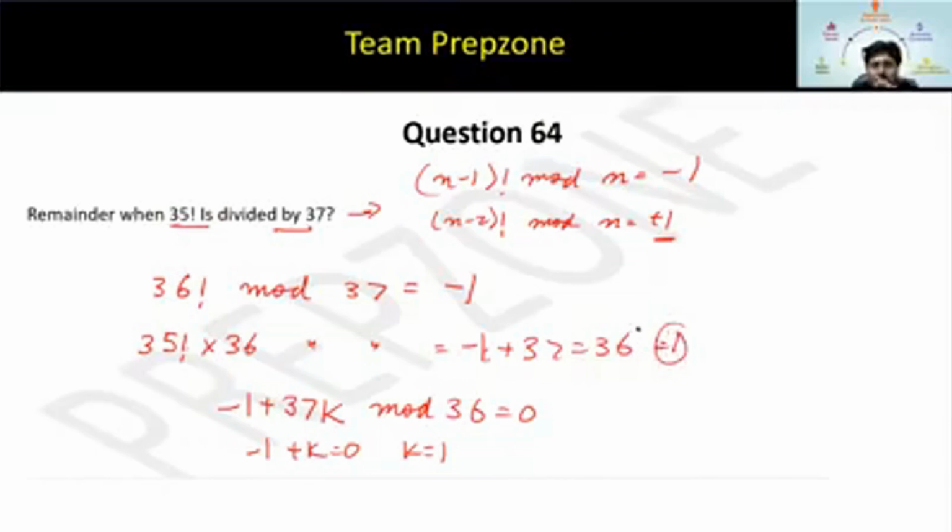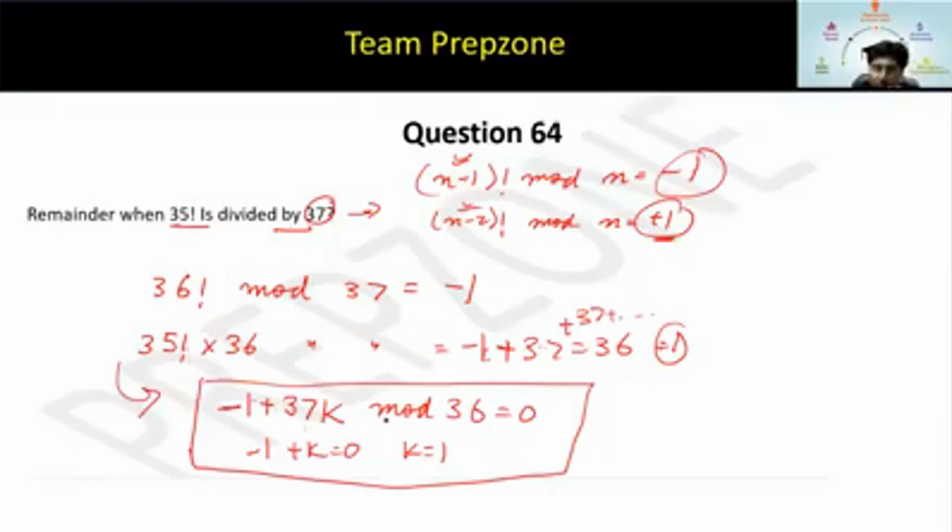As a rule of thumb, you can always remember, if this is a prime number, 1 less than that number gives minus 1, and 2 less than that number gives 1. Clear, everyone? The concept is clear? Any doubt on this concept? Now, I want to make it a multiple of 36, because here I want to get something that is a multiple of 36 so that I can divide it. Got it, Sachank? Cool.